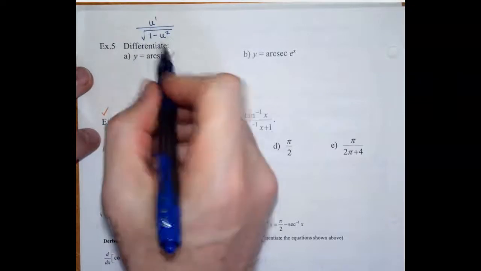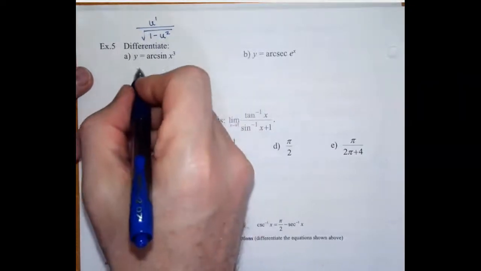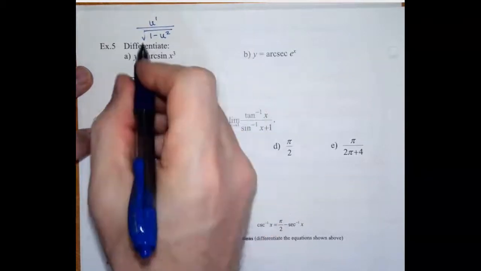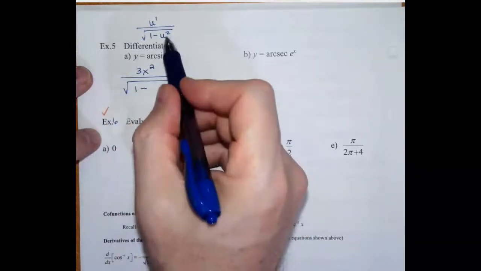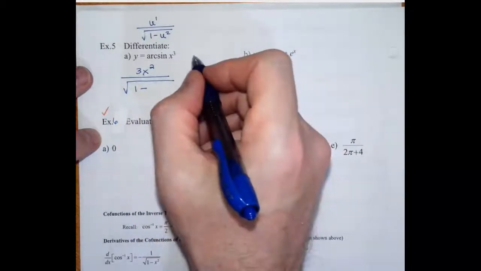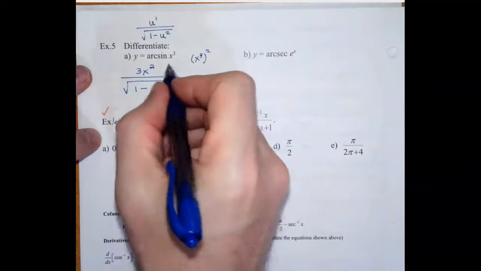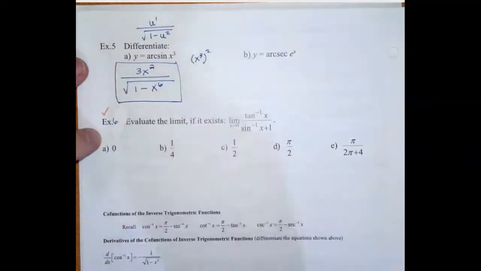So now we have the derivative of u, which is going to be 3x squared over the square root of 1 minus, and then we just square this. So x cubed squared is x to the 6th. So not horrible. You got to memorize that.